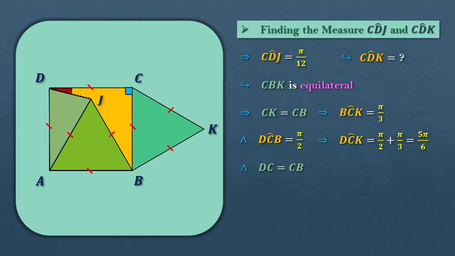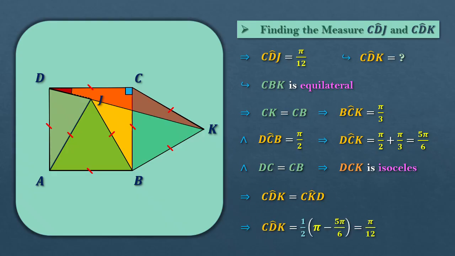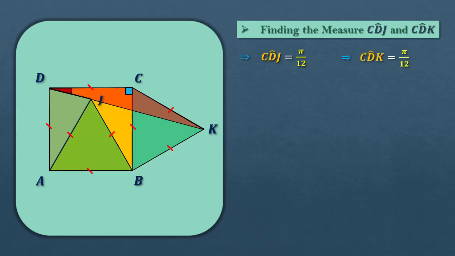Since the length DC is equal to the length CB, the triangle DCK is an isosceles triangle. Therefore, the measure of angle CDK is equal to the measure of angle CKD. The sum of the measures of the angles of a triangle is equal to pi. Thus, the measure of angle CDK is equal to 1/2 multiplied by pi minus 5 pi divided by 6, which is equal to pi divided by 12. We have now determined the measure of angle CDK.